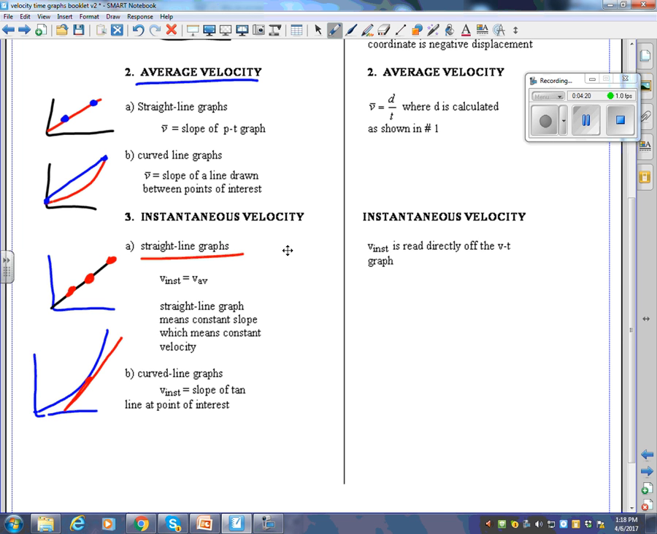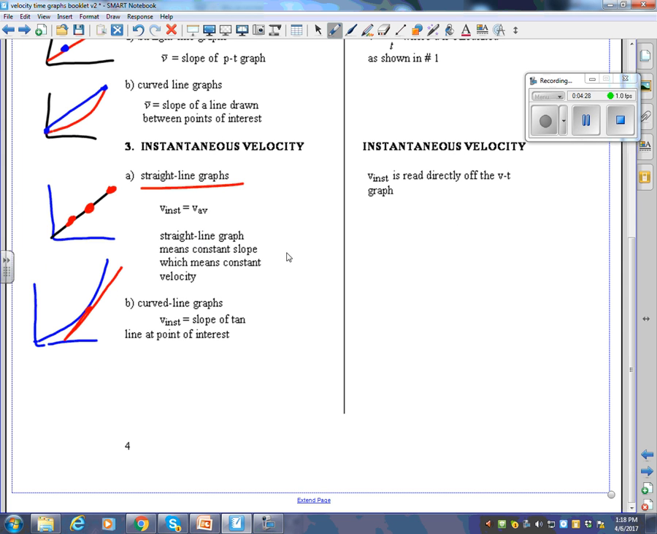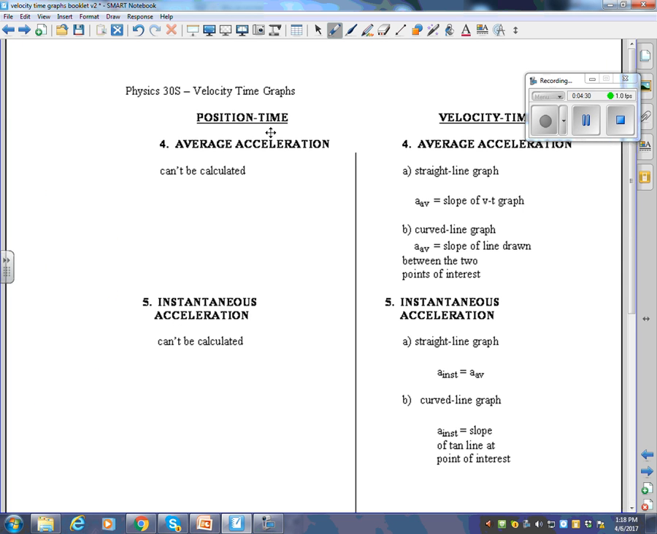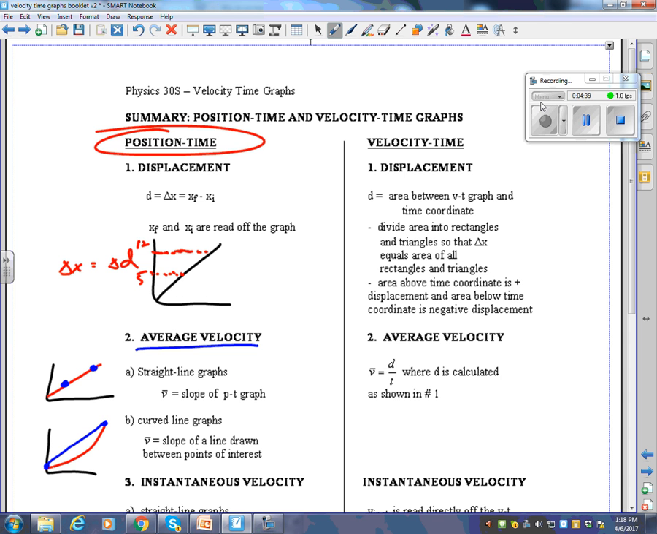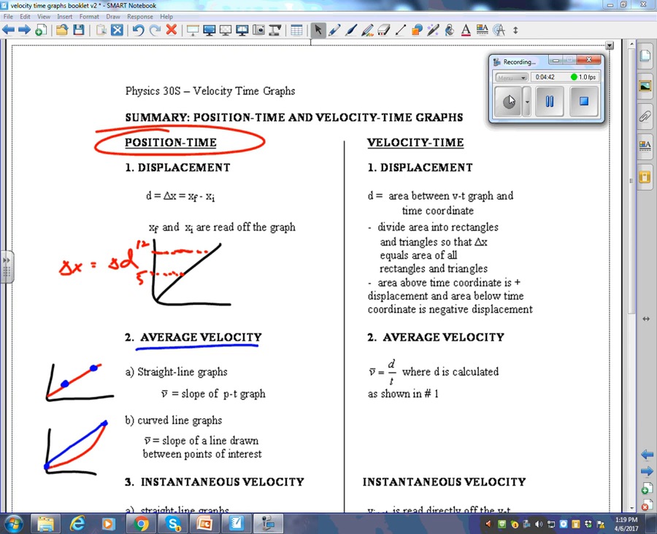Now, go to the next page. I'm only going to speak for about 5 minutes. On a position time graph, if you're asked to find average acceleration, you can't do it.